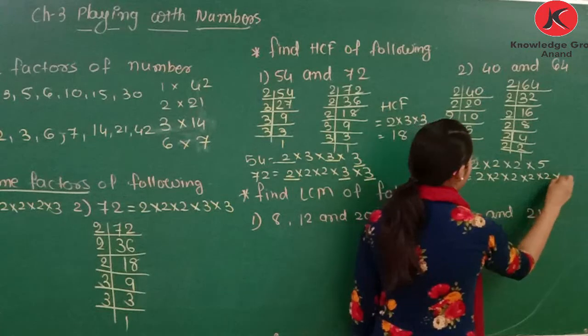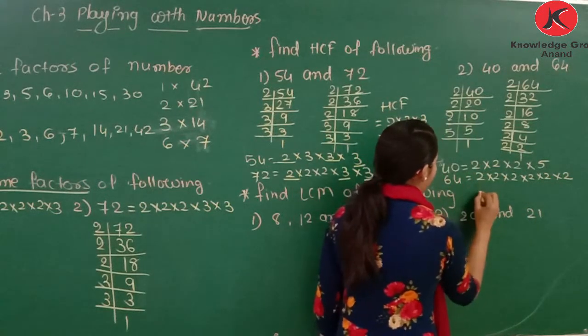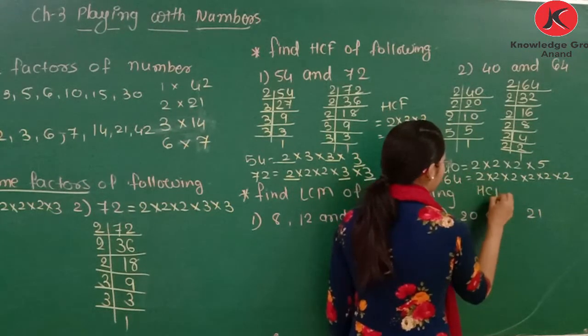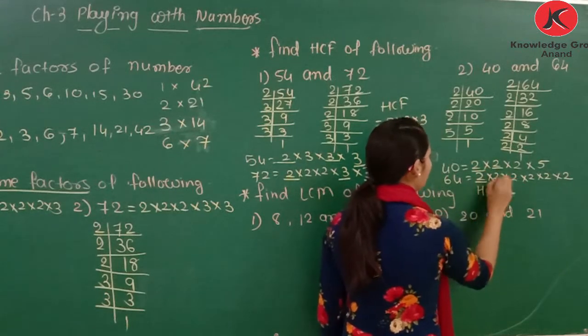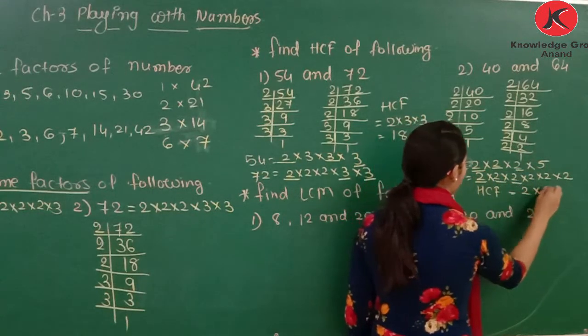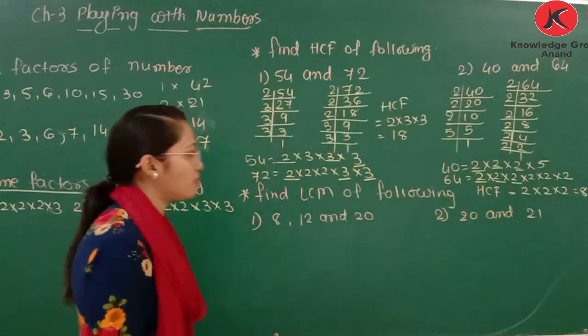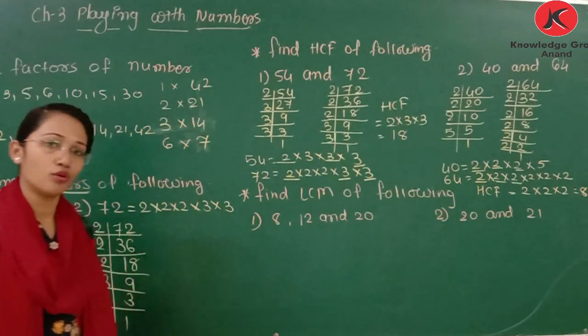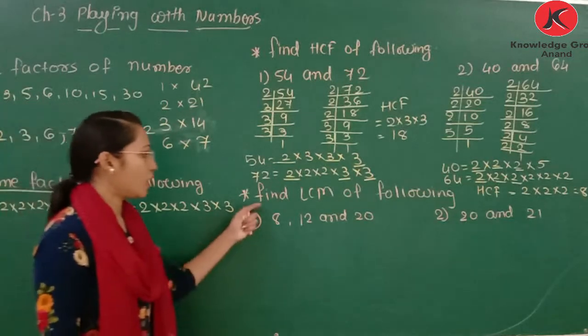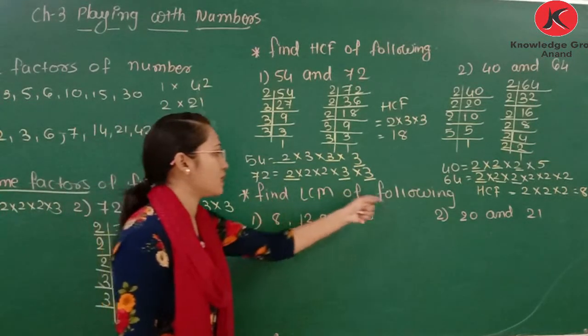2 six times. So what will be the HCF? 2, 2 and 2. 2 multiply 2 multiply 2, that is 8. Means 8 is the highest number that divides 40 and 64 both. Clear? Now the next example, find the LCM of the following.